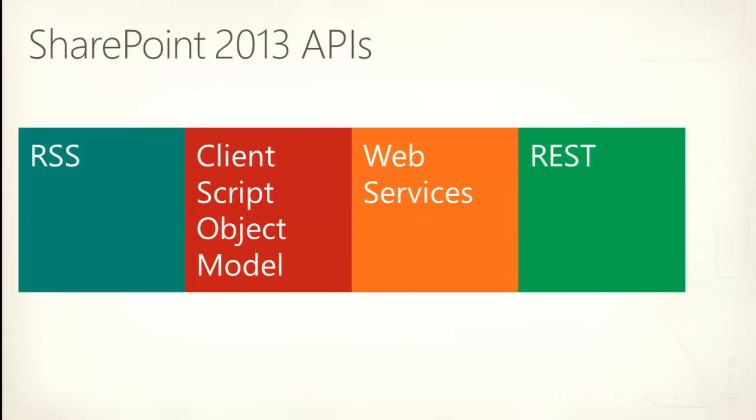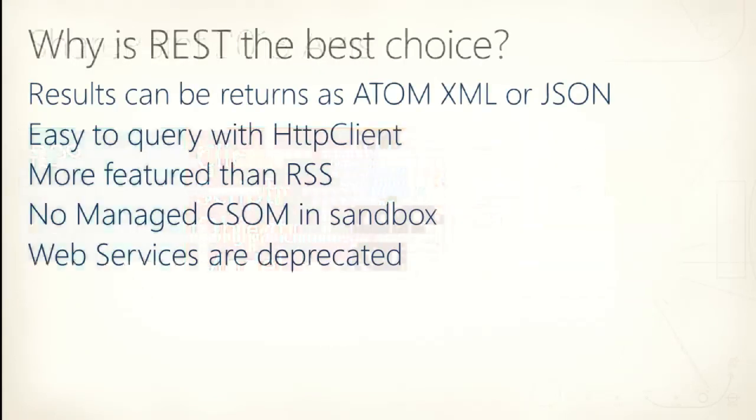So which one do we want to use? Well, REST is actually probably the best choice most of the time. And the reason is, you can get the data out using either JSON or Atom XML. So depending on what programming language you're using, one is actually easier. It's pretty easy to query with the HTTP client class.